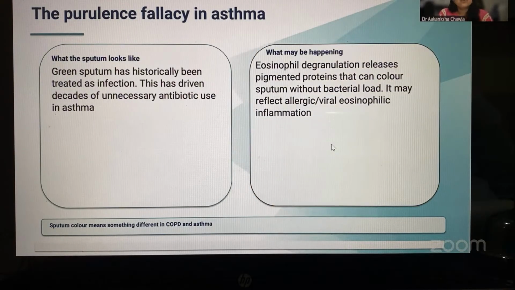So now in asthma, just because the sputum is green and it is increased in amount, it is not necessary that it is infective. Now this can also be because of the eosinophilic degranulation, which occurs because of the inflammatory processes that occur in asthma, which causes the sputum to become green. So that does not necessarily mean that the increased or the green sputum is because of the infection.